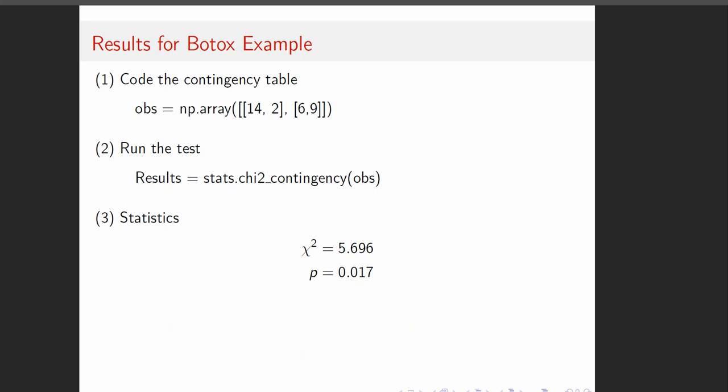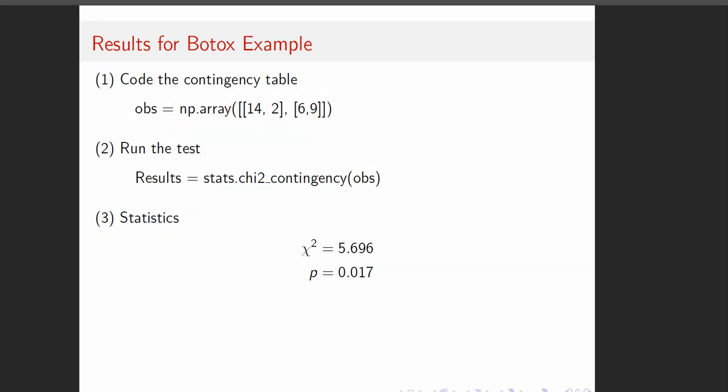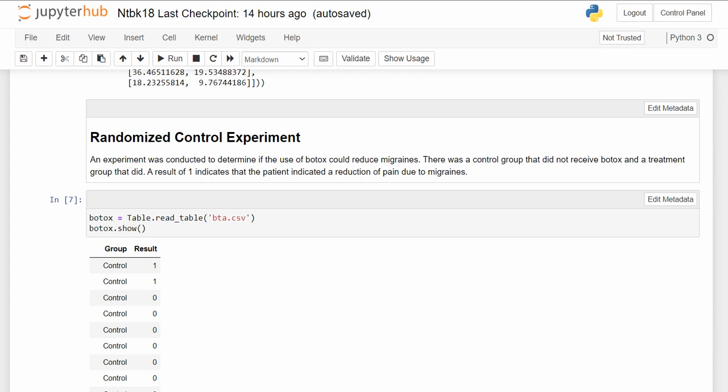Okay, so same thing as before, we will create an OBS table, right? And it's got 2 rows, the 14 and 2, that's the control group, the 6 and the 9, that's the treatment group. And then we run the test the same way, stats.chi2_contingency, and we take the observed data table and shove it right in there. The contingency table goes right in there. So let's get rid of the markings and jump into the notebook.